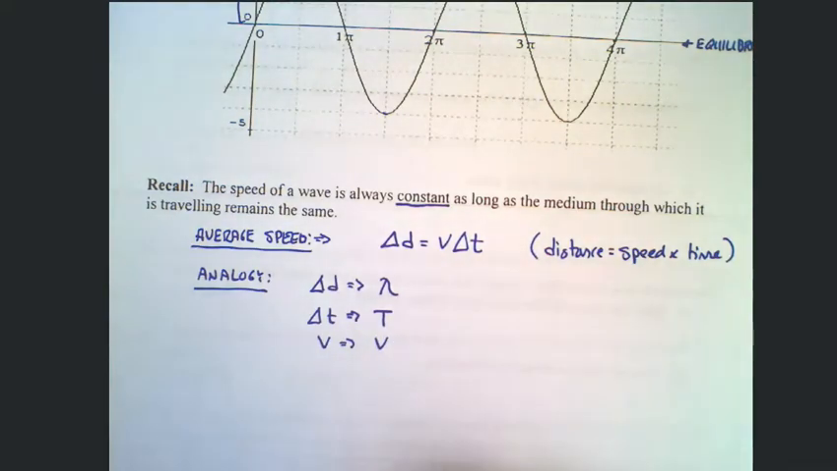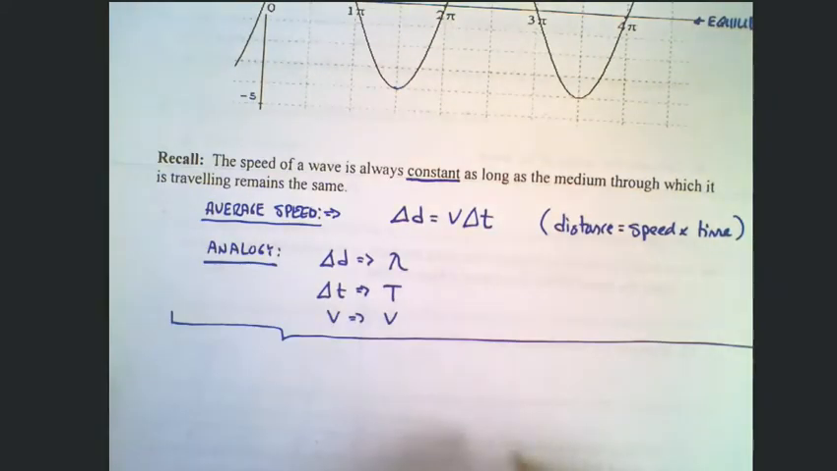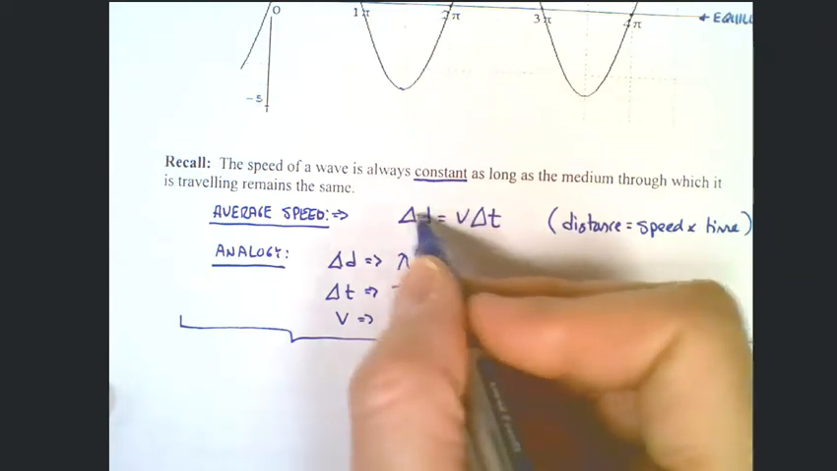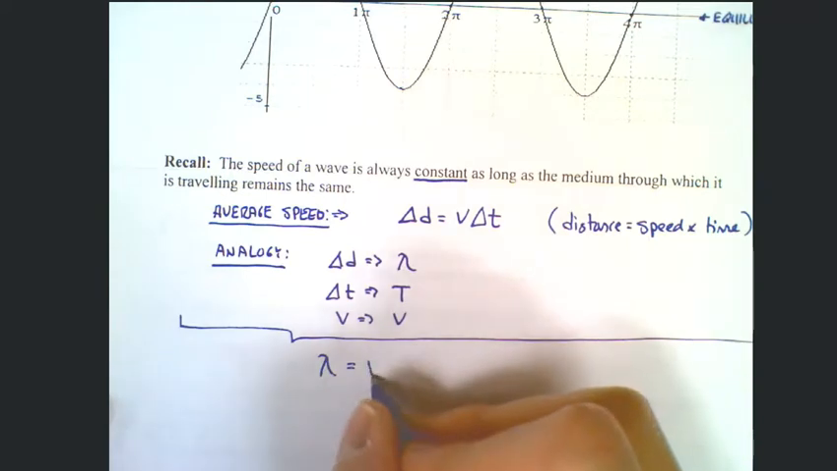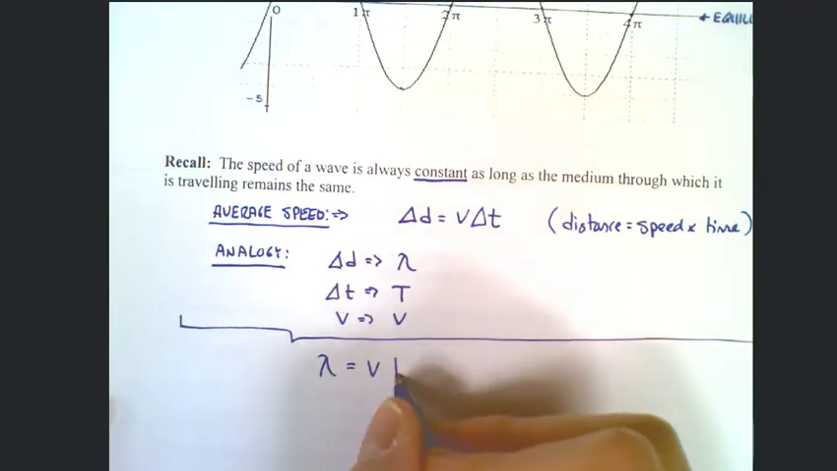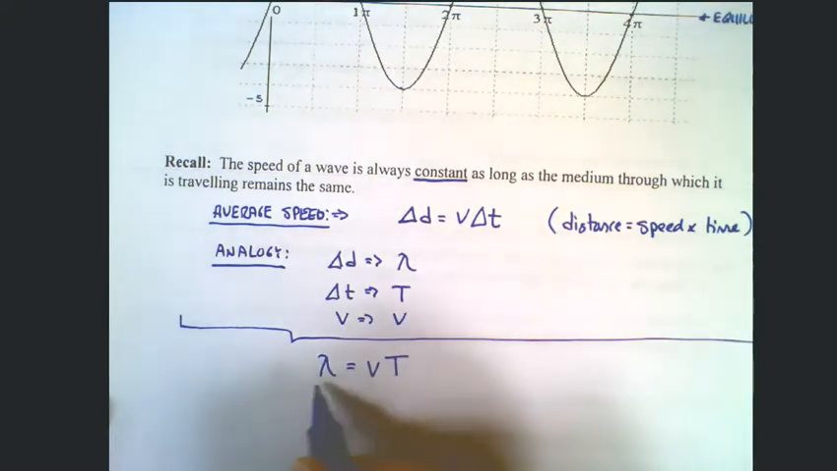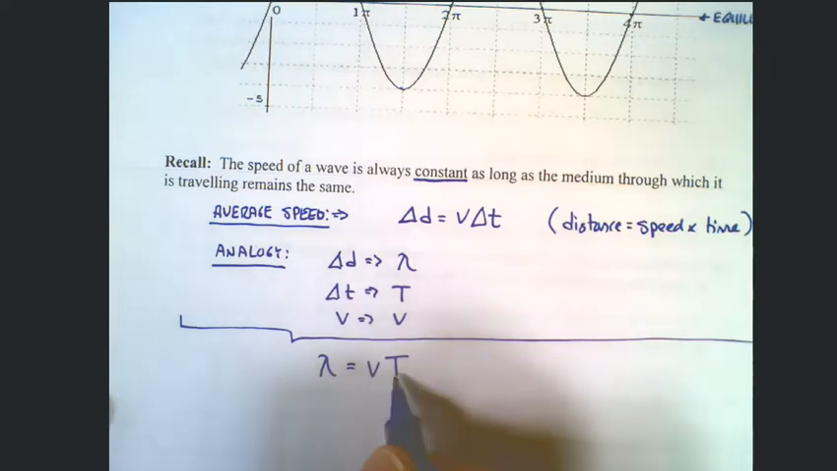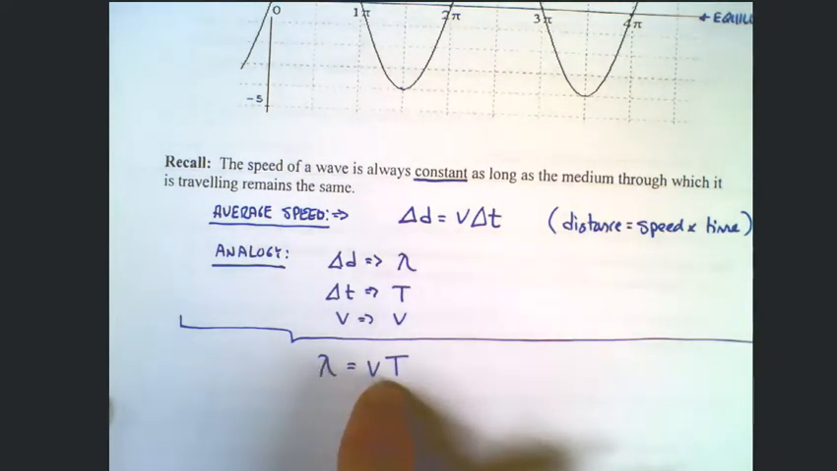And what we get out of this is something really interesting. If we replace d with lambda, and we replace the speed with speed, and we replace the time interval with the period, we get lambda equals v times T. Now this could be one way of relating these two variables. However, we're going to make a couple of changes to it so that we can get what's called the wave equation. This actually works. I call it the TV equation because you can just swap these two and call it TV. So lambda equals TV.